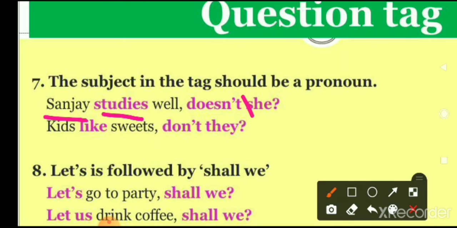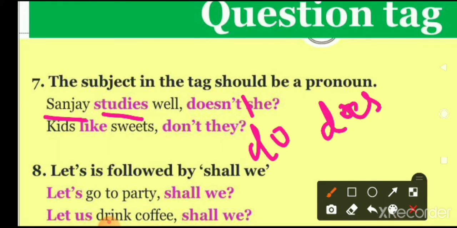If main verb is present in a sentence, then we are supposed to use appropriate do verbs. Just because sentence is in present tense, we are supposed to use do or does. Here, subject is singular, and just because the sentence is in positive form, we are supposed to frame the tag as doesn't he. In the next sentence, kids like sweets.